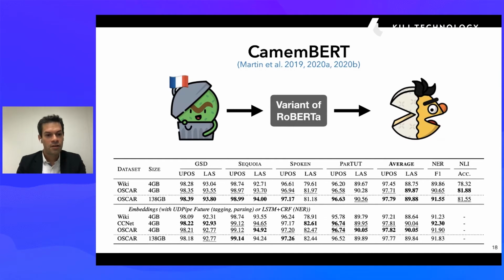Still, you can see on the top part of the table, which is dedicated to results obtained with fine-tuning, that there is some gain in using the complete OSCAR. It's just that the gain is not as massive as we could have expected.